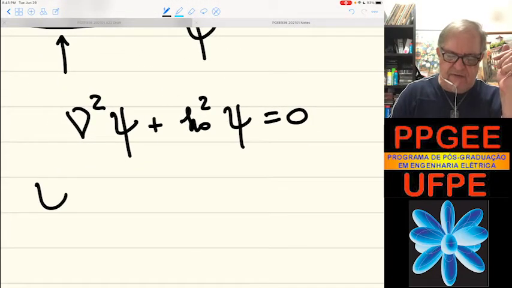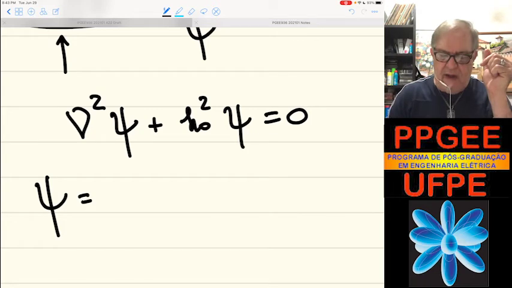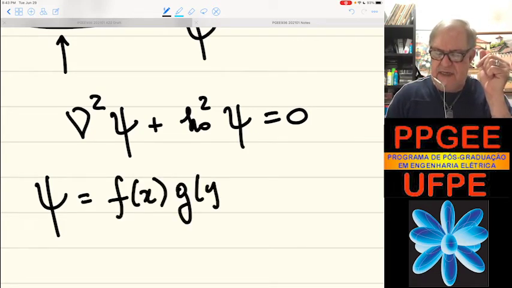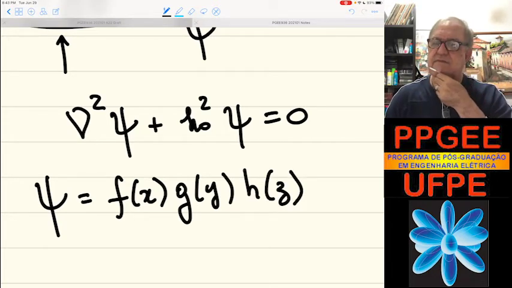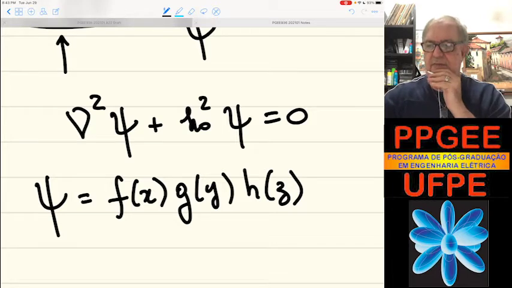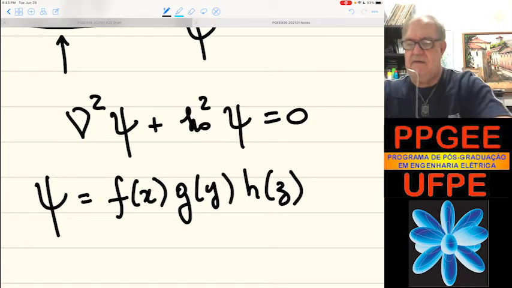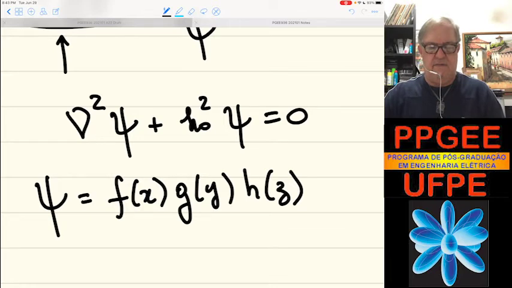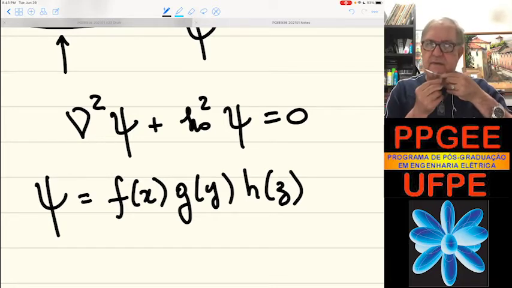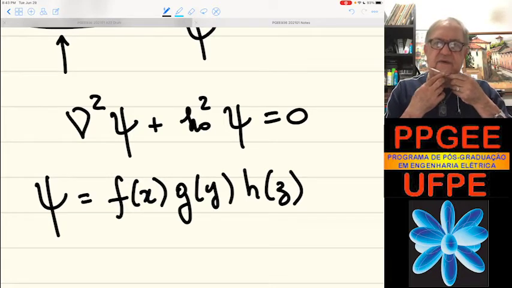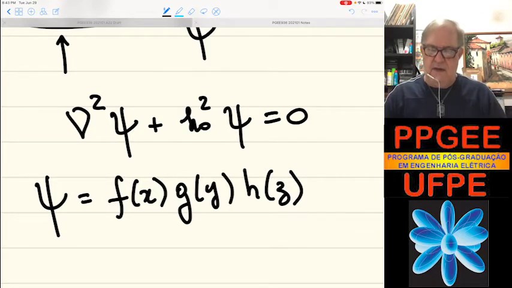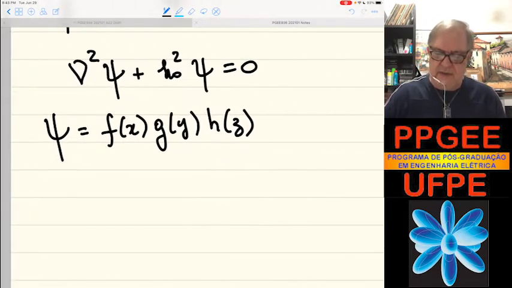We seek functions which are the product of independent functions, like so, f times g times h. Okay? We have to put the second one here. Put the second tape so this thing doesn't fall. I hope. Okay?